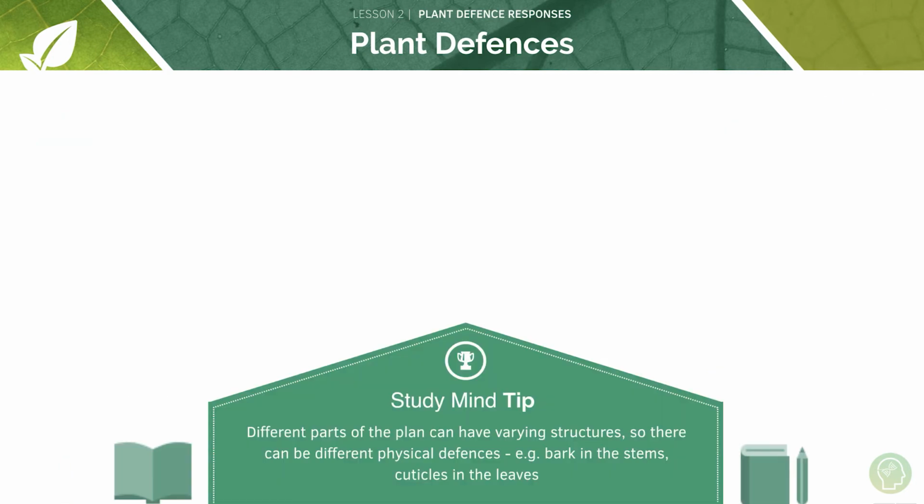And just bear in mind that different parts of the plant can have varying structures, so there can be different physical defences. So, for example, the bark in the stems is a specific defence for the stems, whereas it's not going to be defending the leaves of the plant. So, different parts of the plant have to have their own adaptive structures that protect them.